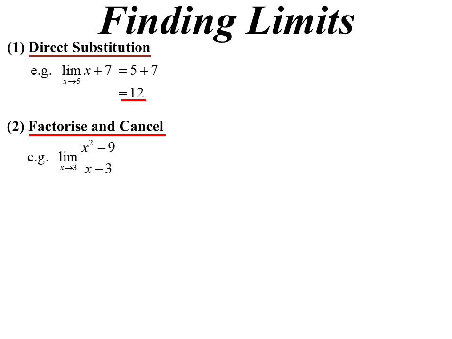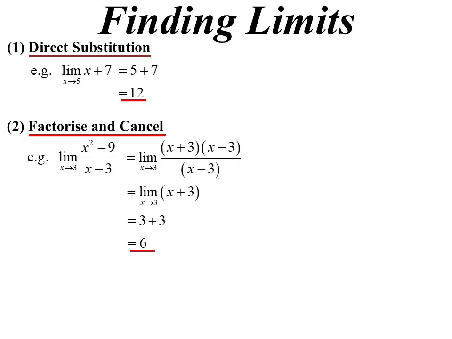Now it's not going to work, because if we sub directly into that, I'm going to get 3 squared, which is 9, minus 9, 0, over 3 minus 3, 0. 0 over 0. That's a meaningless expression. If I factorise it, in this case, it'll cancel. And then that allows me to do a direct substitution after I cancel. So I know that this particular curve, as x approaches 3, it must be approaching 6.